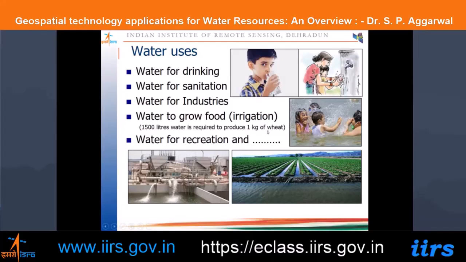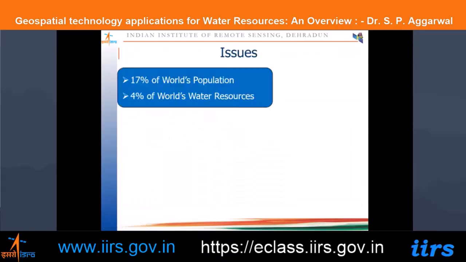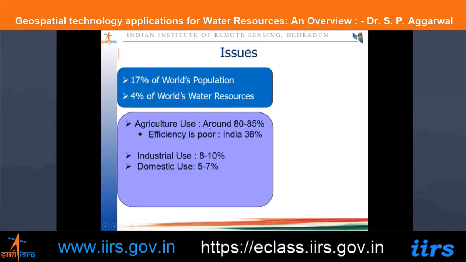But there are certain issues in this country. We have 17% of the world population, but only 4% of the world's water share. So you can see this anomaly. Second, around 80 to 85% of water is consumed by agriculture. If you see industry, only 8 to 10%, and domestic use only 5 to 7%, at most 8%, not more than that. But maximum water is consumed in agriculture or irrigation.